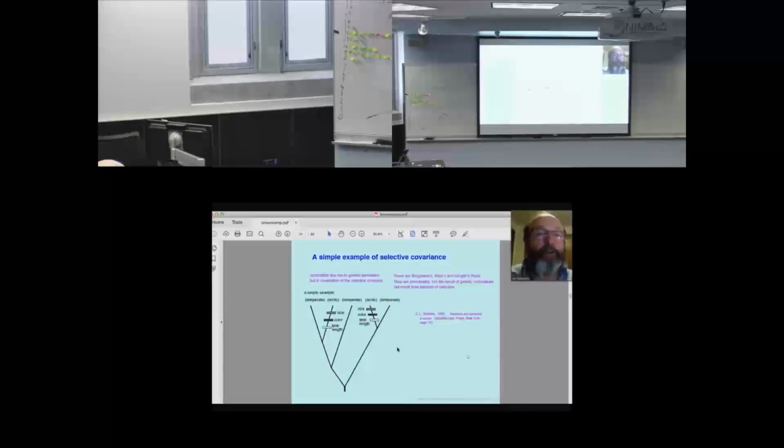Now, if you look across the species, you might say, aha, those characters are covarying with each other. They must have genetic covariance. And the point I want to make here is that that's not true. This is a result of selective covariance. There's no implication here that size and limb length are genetically correlated, though they might be, or size and color, or limb length and color.